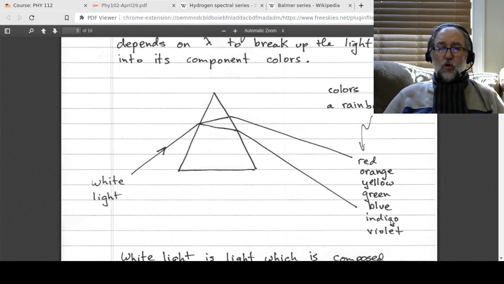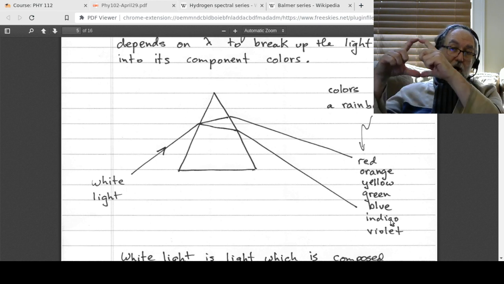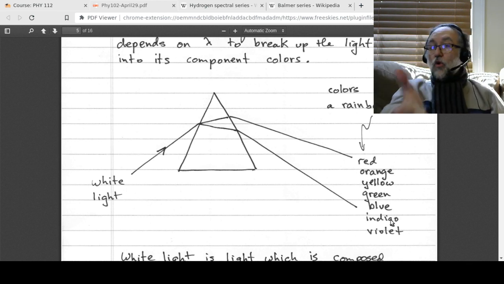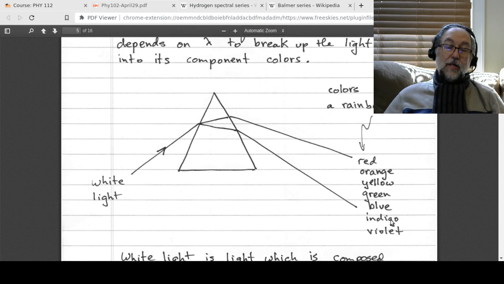That's how rainbows work. When you see a rainbow in the sky, you might wonder what's happening there. Why are you seeing a rainbow in the clouds? And the answer is all the little droplets of water, which are kind of circular in shape, are all acting like this prism, and they're all splitting up the light, and that causes the rainbow effect.